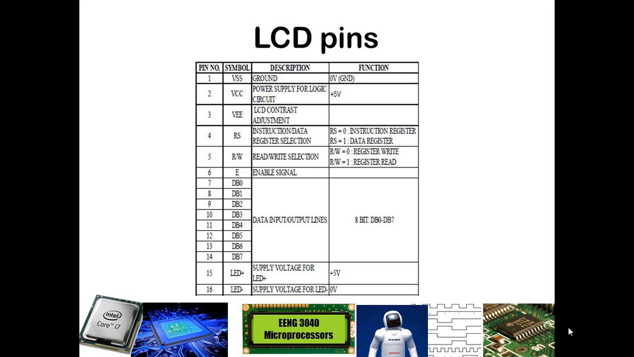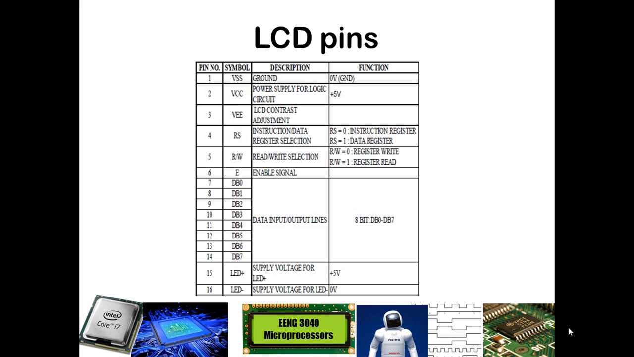RW is to determine whether you are writing to a register or reading from a register. And then the enable signal really acts as a clock for the data and the instructions. So if you set up the appropriate data or instructions, and then you toggle the enable signal, generally we'll set it low, wait, and set it high, and wait, just to get a nice rising edge on there, you can clock in the data.